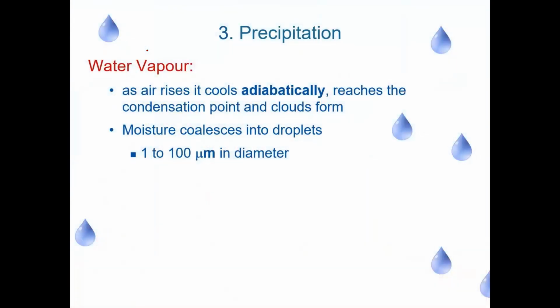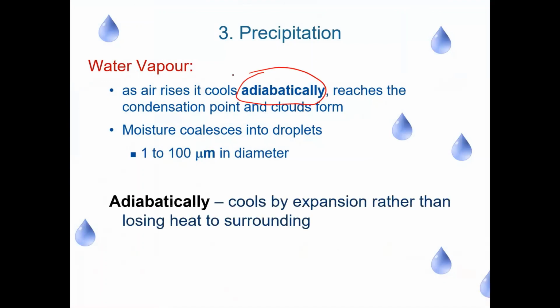So a couple of things about precipitation, right? You can see I have this word here, and it says here, as air rises, water cools adiabatically. I think I have a definition on the slide here. So it cools by expansion rather than losing heat to its surroundings, until the clouds form anyway.